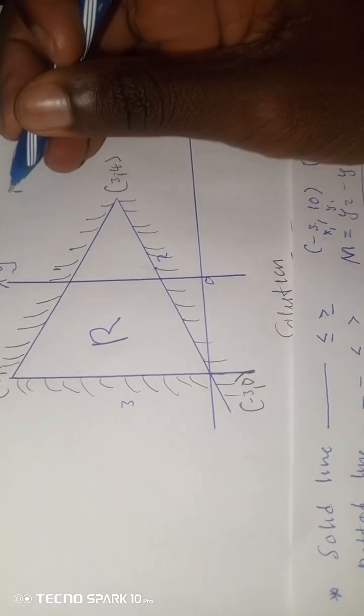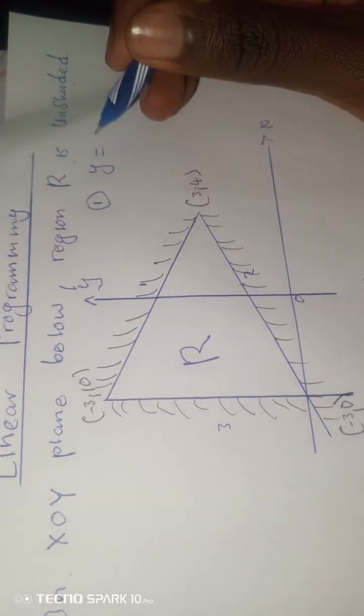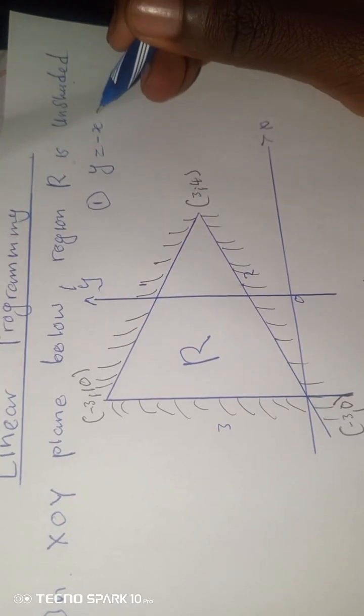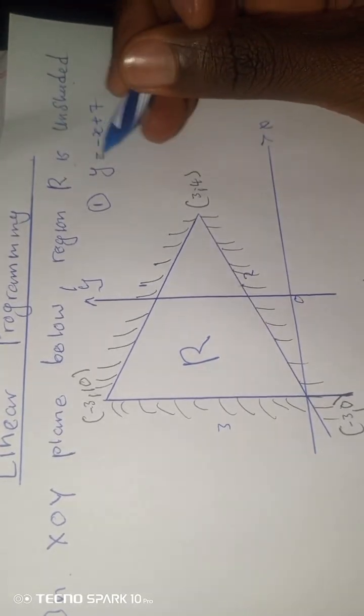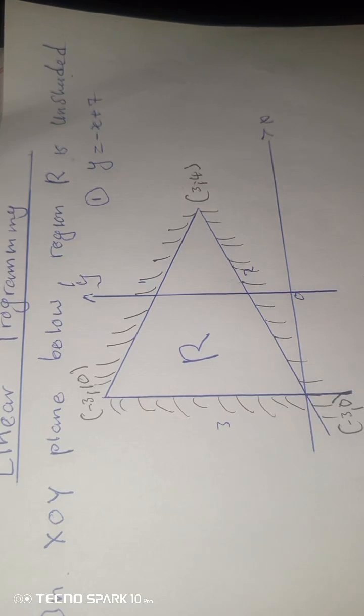When this 10 goes to the other side, it becomes positive, so it will be -3 plus 10. We have y equals to -x plus 7. So now we come here, the first one we have found that supposed to be y equals to -x plus 7, but this is not what we are supposed to use the equal sign. We are supposed to use the inequalities.